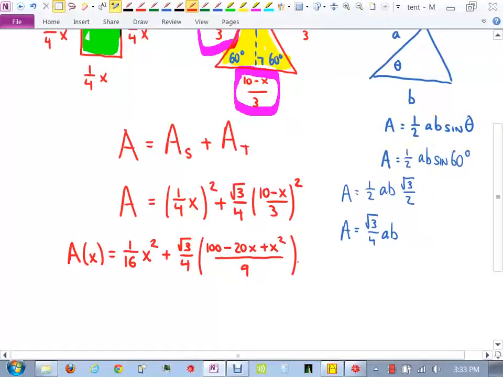What did I do there? I just FOILed out, like the first one, 1/4 x times 1/4 x is 1/16 x squared, right? Everyone's okay with that becoming that? And then what I did is I took this right here and I squared it. Well, 10 minus x squared is 10 minus x times 10 minus x, which if you multiply it all out and collect like terms, you get 100 minus 20x plus x squared. And then you square the 3, you get 9.